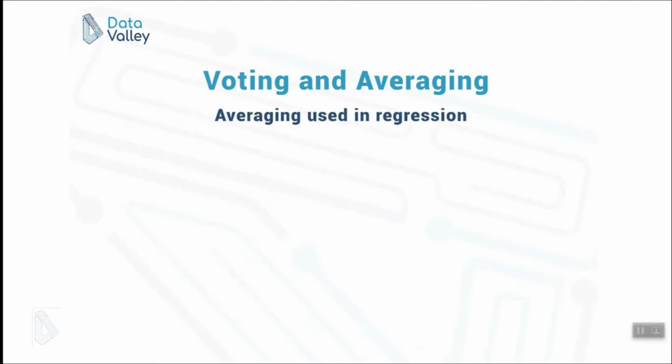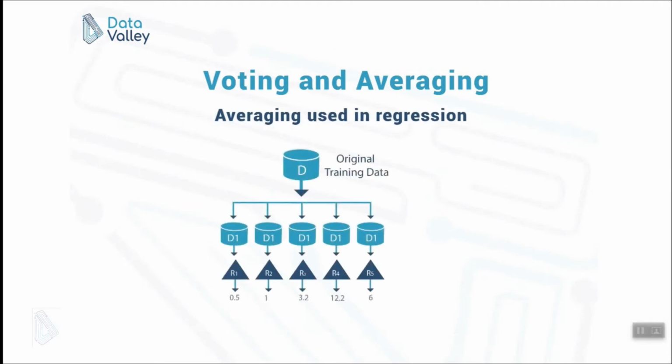Unlike voting, when using averaging, we can use whatever number we want of regressors, then average the outputs to get our final prediction. In this graph, for example, our final prediction is 4.58.